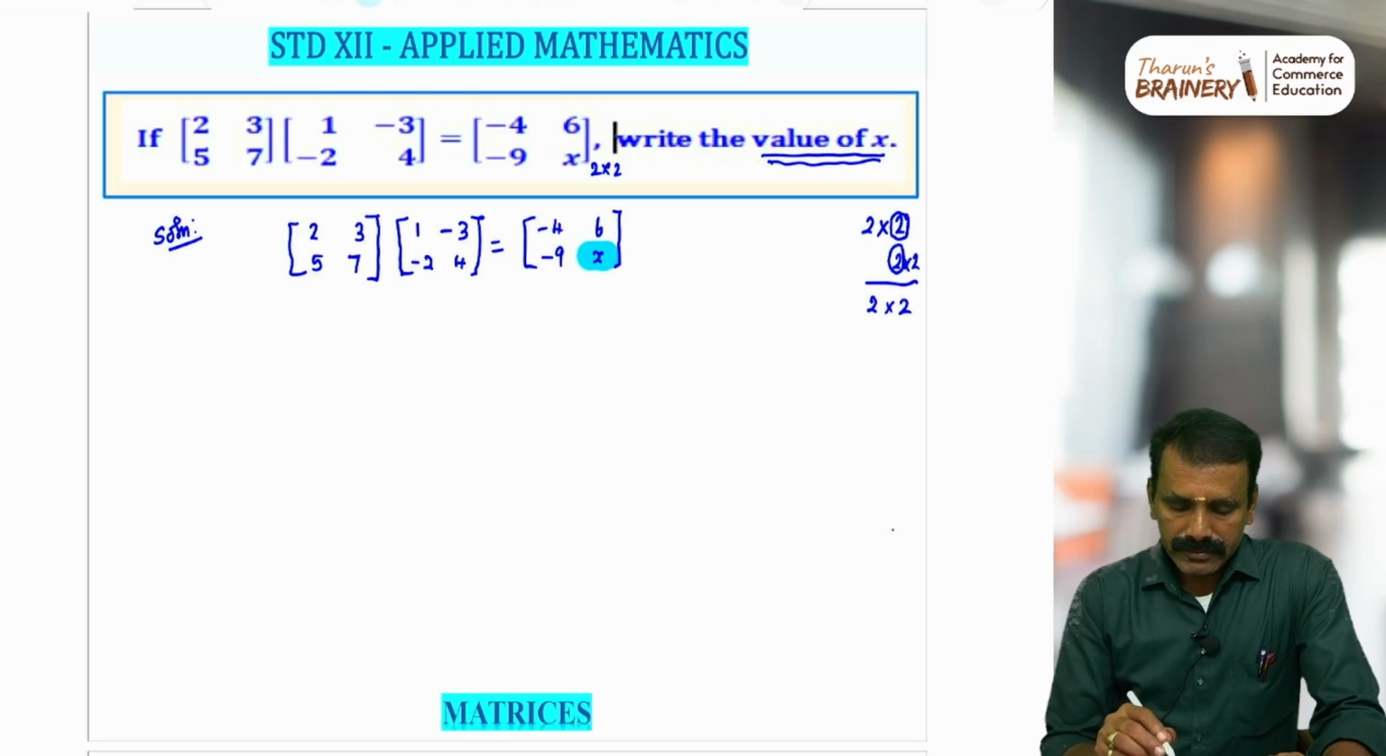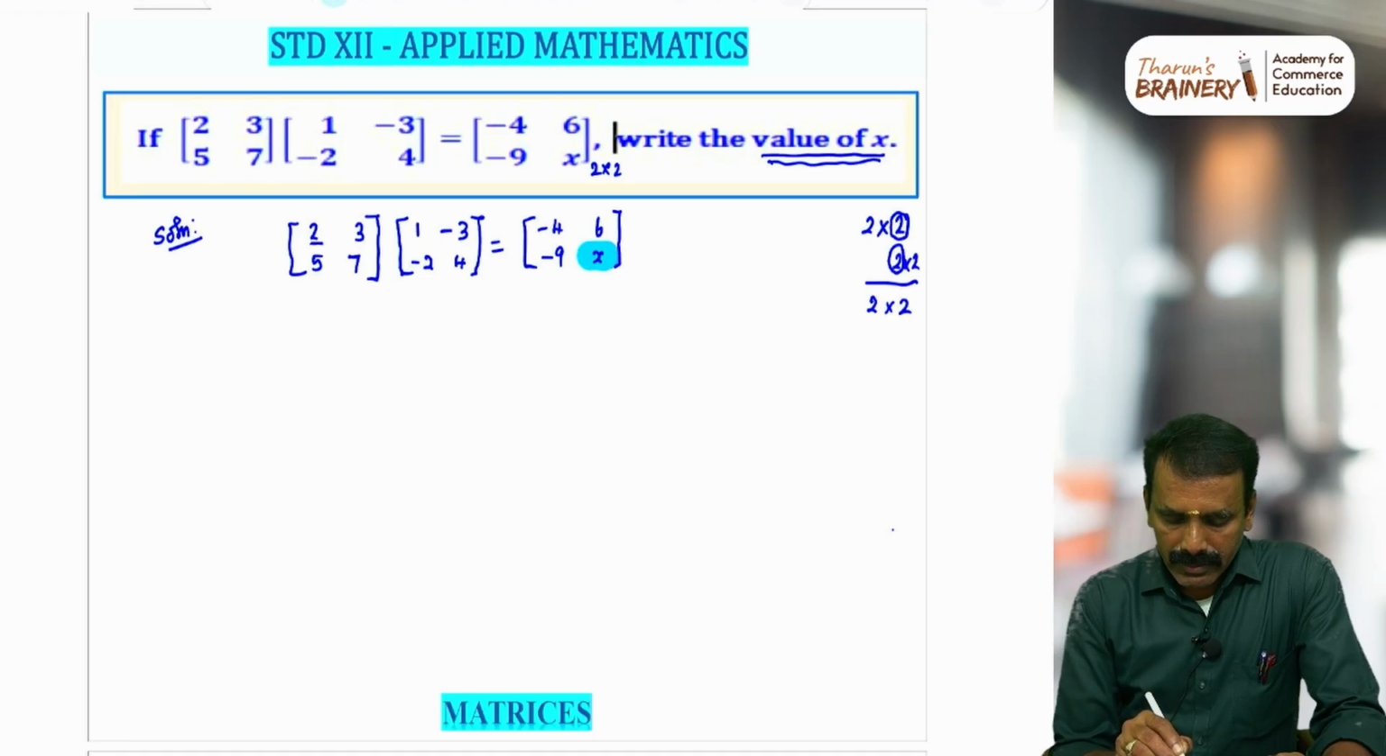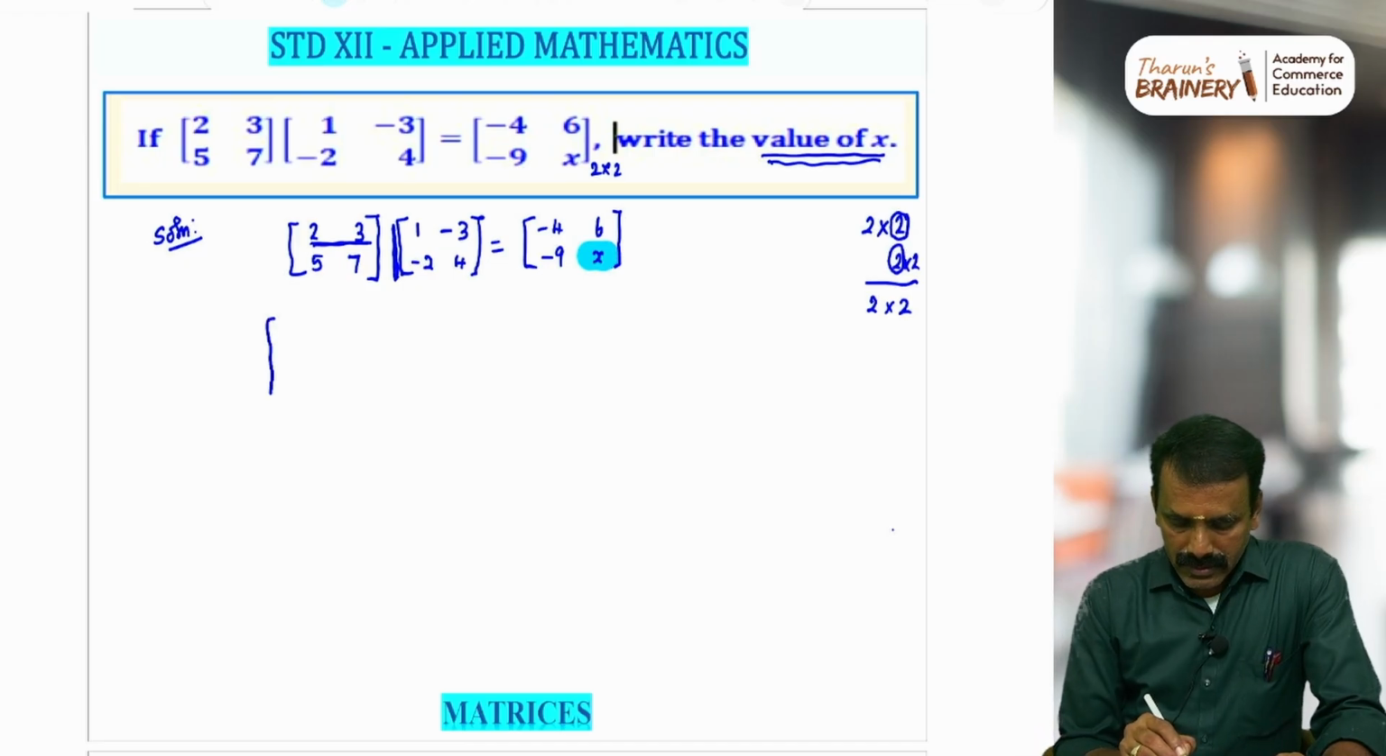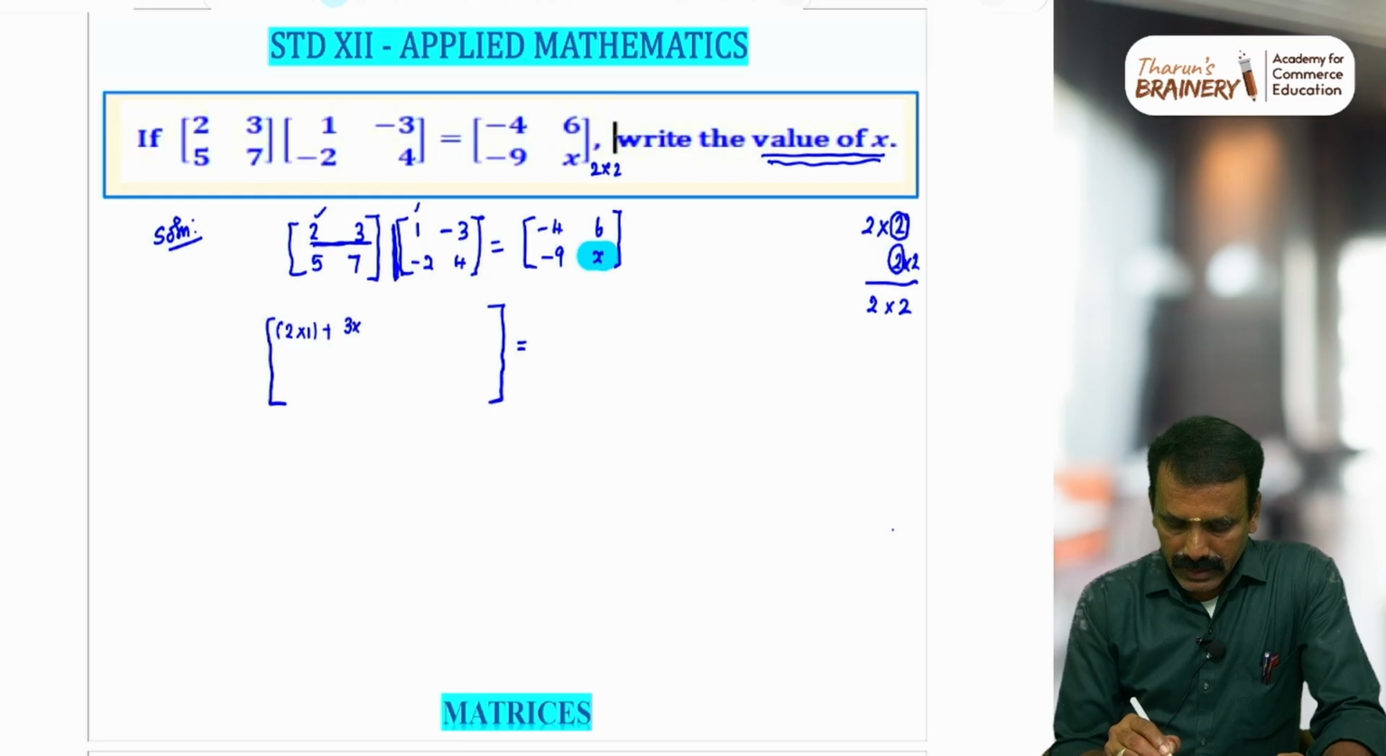How to find the product? We have to multiply row elements with column elements. So this is the rule we are going to follow. Row elements should be multiplied with the column elements. So start multiplying. First element is multiplied with the first element. So 2 into 1 plus 3 into minus 2. 3 into minus 2.